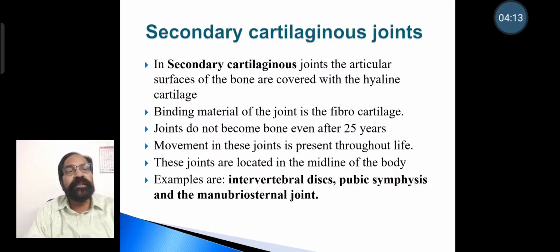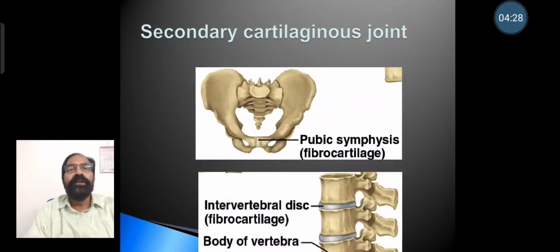Examples are located in the midline of the body. Examples include intervertebral discs, pubic symphysis, the joint between the pubic bones, and the manubriosternal joint. So you can see the secondary cartilaginous joints, that is between the pubic bones and the intervertebral discs.